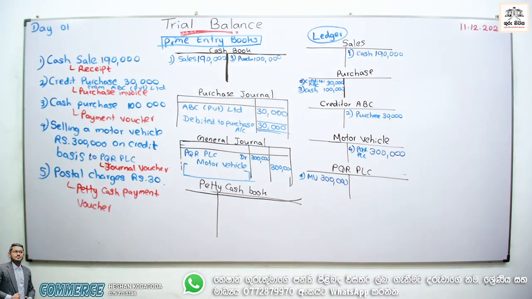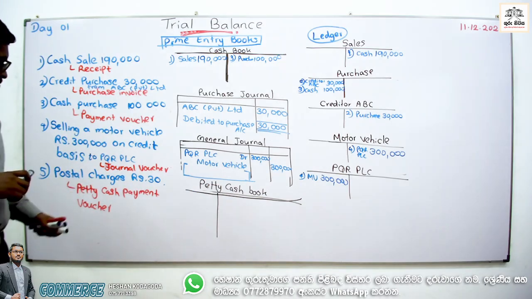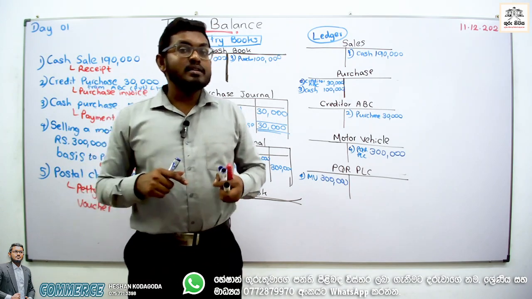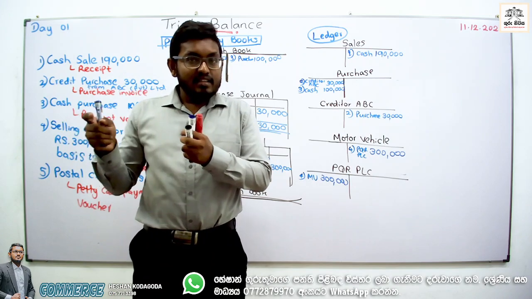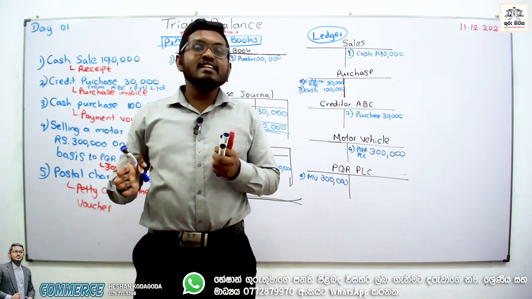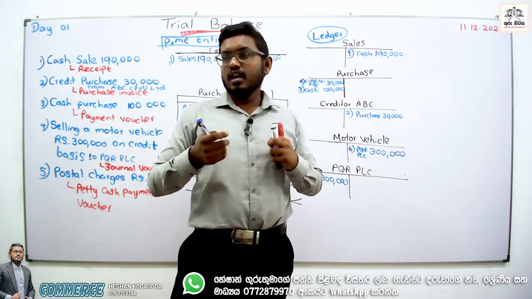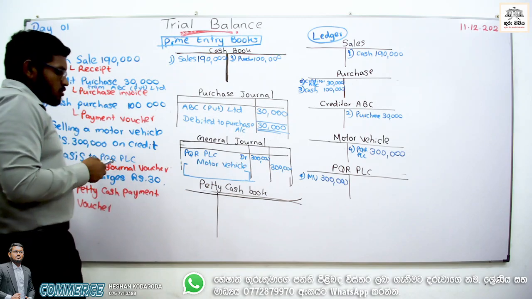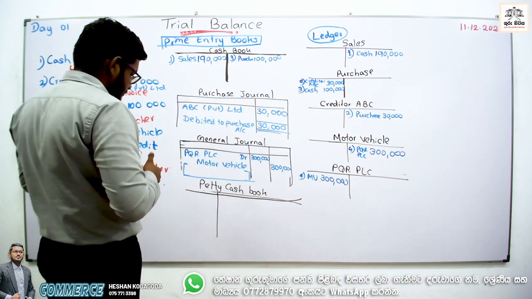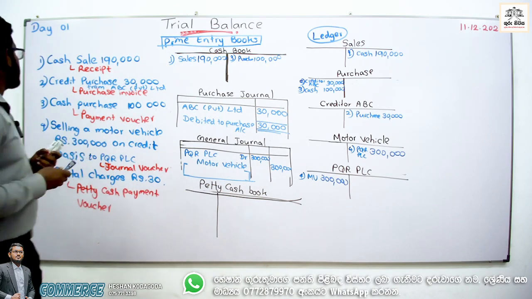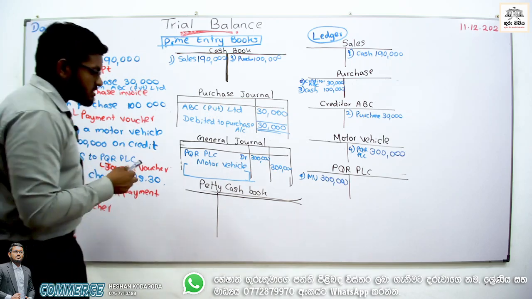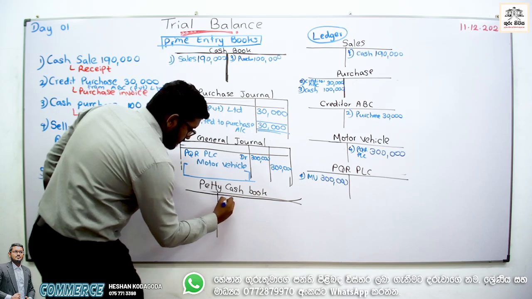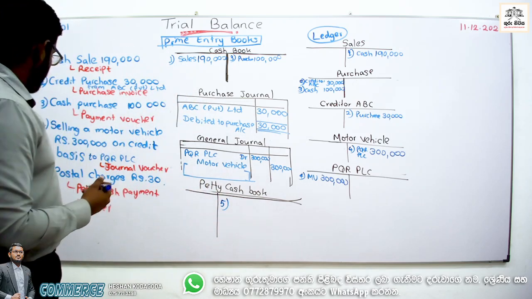Right? Final one. Postal charges 30,000. When we record postal charges, can you remember? Petty cash book credit. So we take the total of the analysis column and we debit to the ledger. So petty cash book credit 30,000. So you can write like in here, petty cash book credit number 5. So what is the number 5?